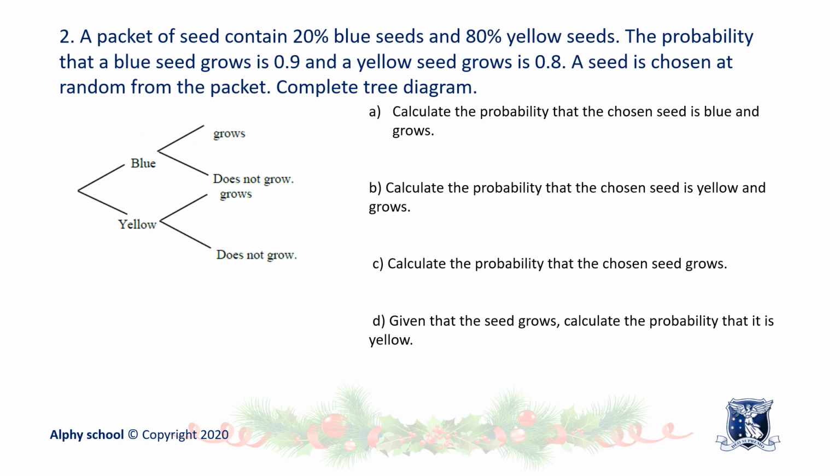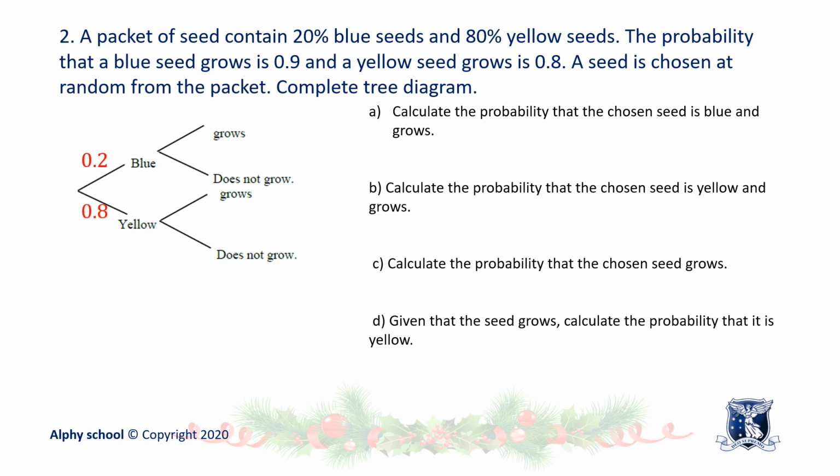Question 2. A packet of seeds contains 20% blue seeds and 80% yellow seeds. Before we answer any of these questions, we write the probabilities on each branch in this tree diagram. 20% blue seeds, therefore 0.2. 80% yellow seeds, so 0.8.